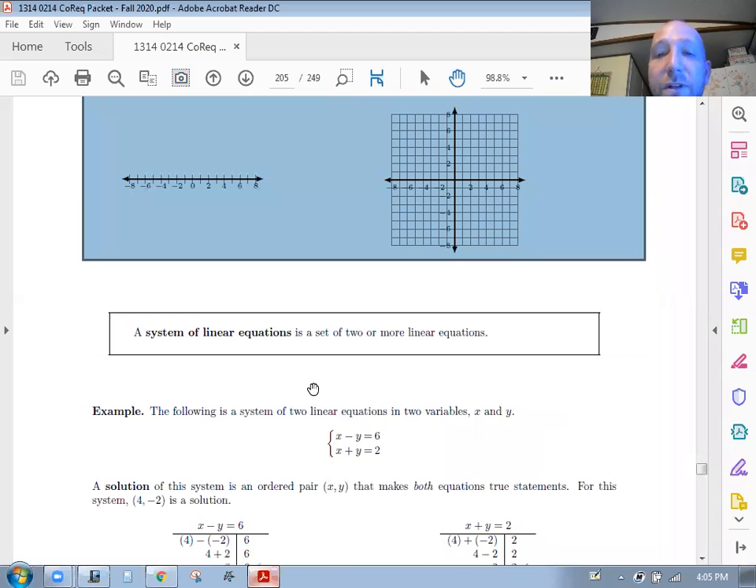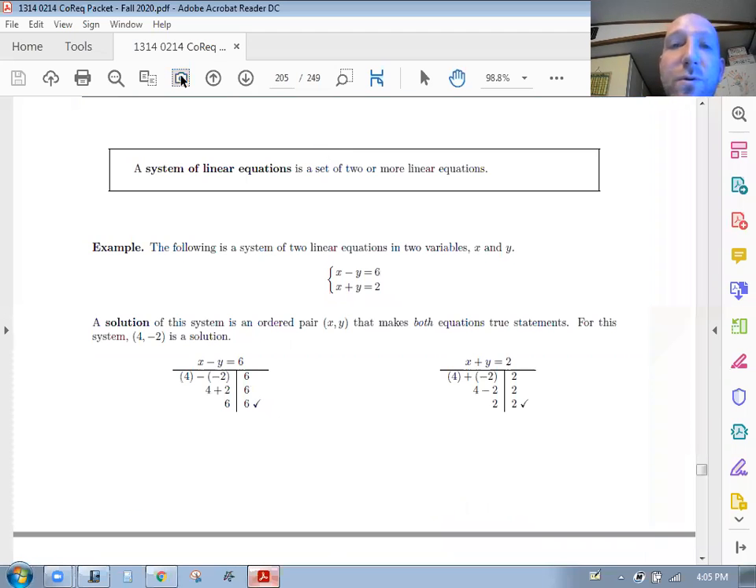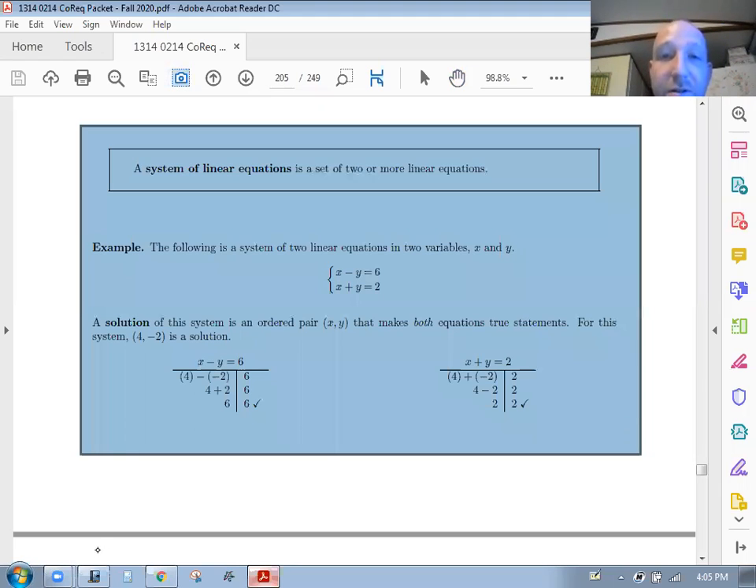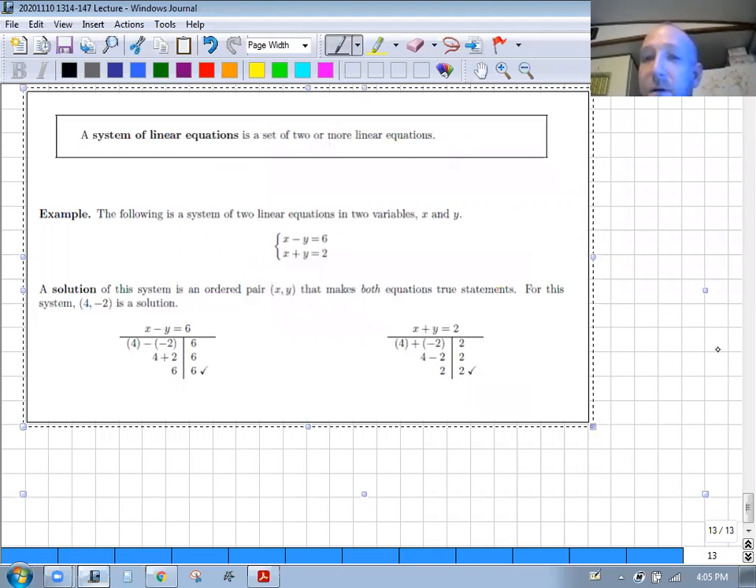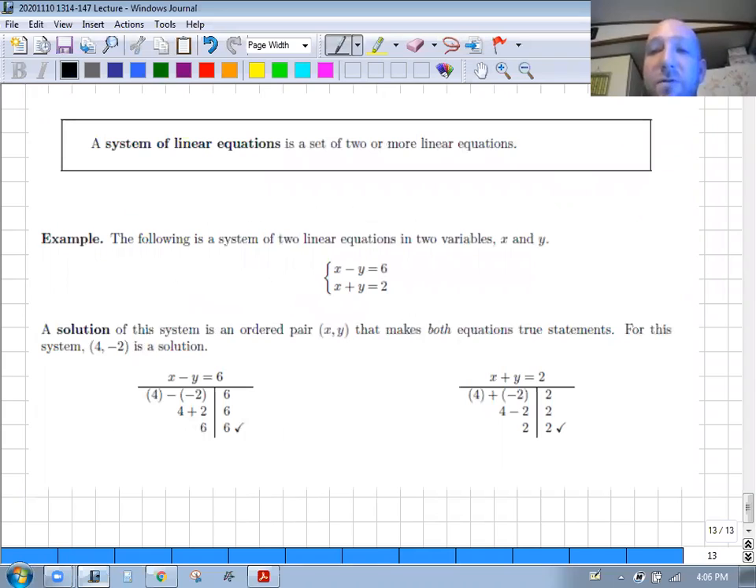So a system of linear equations is a set of two or more linear equations. All right, this is a system of two linear equations with two variables. A solution is an ordered pair, x, y, that makes both equations true statements. So for this system, 4, negative 2 is a solution. There's only going to be one solution, and it's going to be an x and y pair.